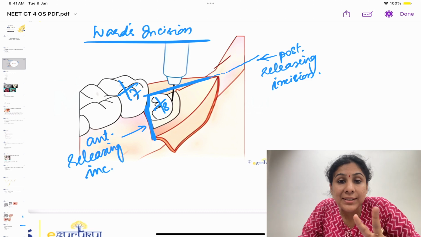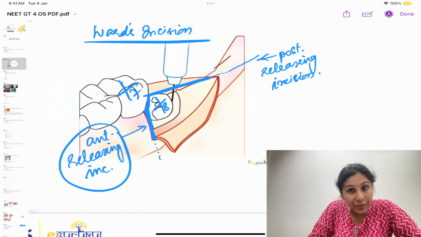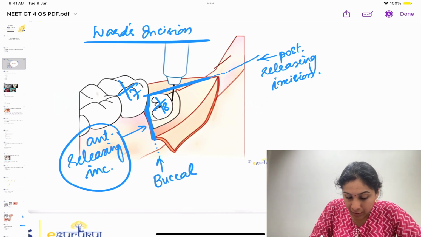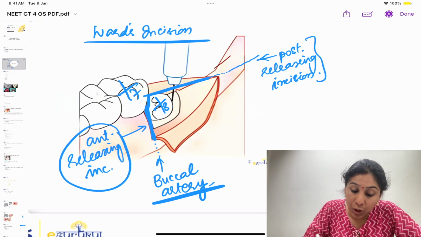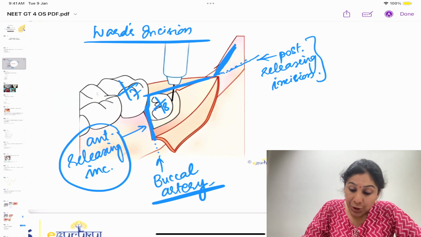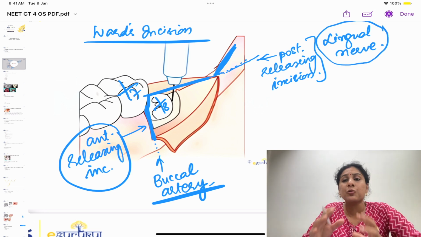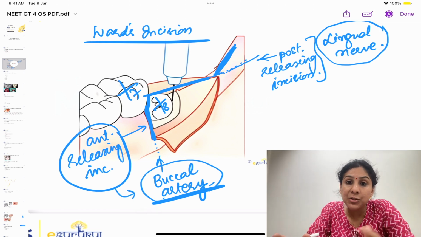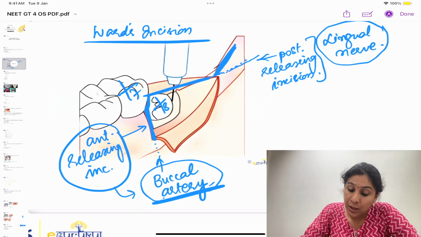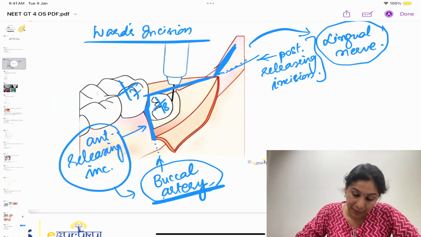Now, what are the two complications that can happen in the anterior releasing incision? If you are going too deep or too inferiorly, you can injure the buccal artery. And similarly, in the posterior releasing incision, if you are going straight rather than going slightly laterally, you can damage the lingual nerve. These are the two facts you have to remember. A lot of MCQs revolve around these two structures. Anterior releasing incision, buccal artery. Posterior releasing incision, if given straight and not taken laterally, will cause injury to the lingual nerve. Well, that is why the answer to the first question is buccal artery.